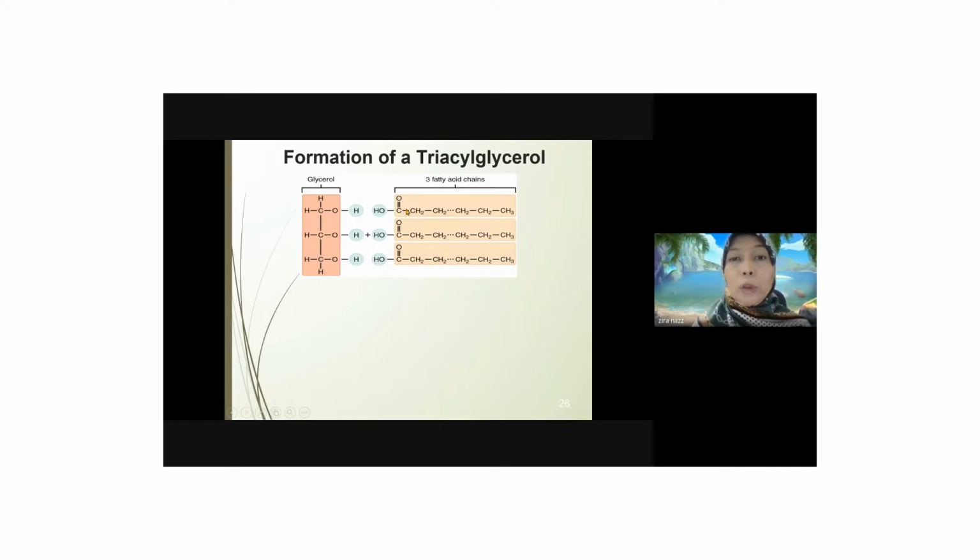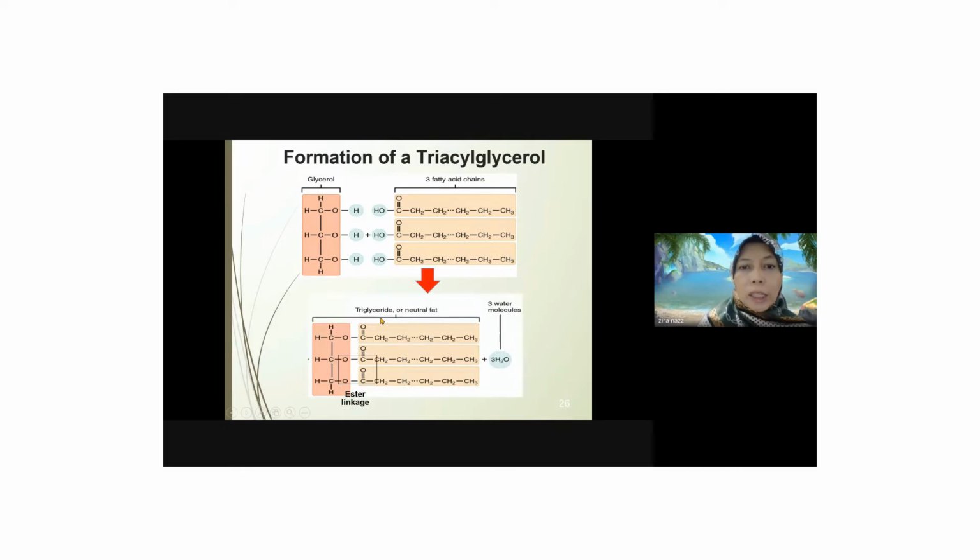Take note of the functional group of the fatty acids, this carboxyl group here. So this important functional group determines the fatty acids. All right, so this is a condensation or dehydration process. 3 molecules of water will be eliminated, and then the ester linkage will be formed. So look at the condensation process here. This is the ester linkage after the removal of 3 molecules of water. So this is triacylglycerol or triglyceride, a neutral fat.